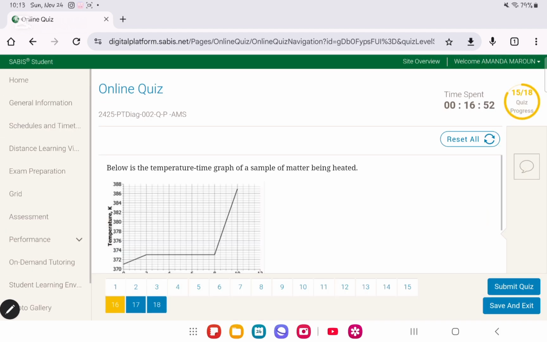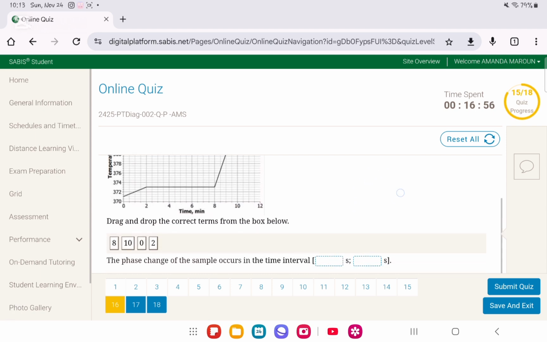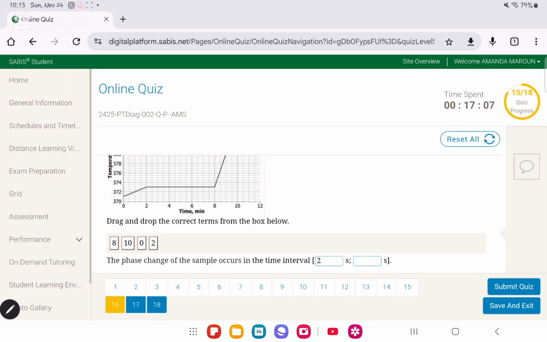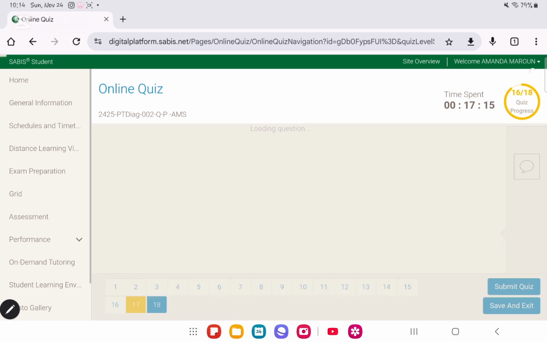Question number 16. Below is the temperature time graph of a sample of matter being heated. They need the phase change. Where does the phase change occur? It occurs between the time interval 2 minutes and 8 minutes. Here I think they made a mistake in labeling it. It's supposed to be 2 minutes, not 2 seconds. But anyways, it is 2 minutes and 8 minutes. This is the phase change.